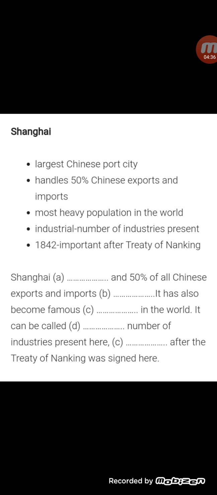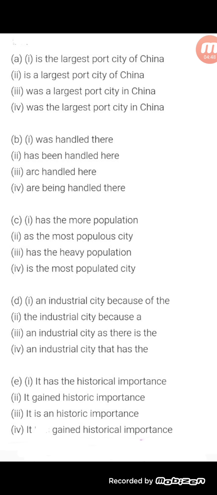And after that, it can be called dash number of industries present here. It can be called an industrial city that has the, so here option 4 is the correct answer. So for the C it is option 2, and for D it is option 4.